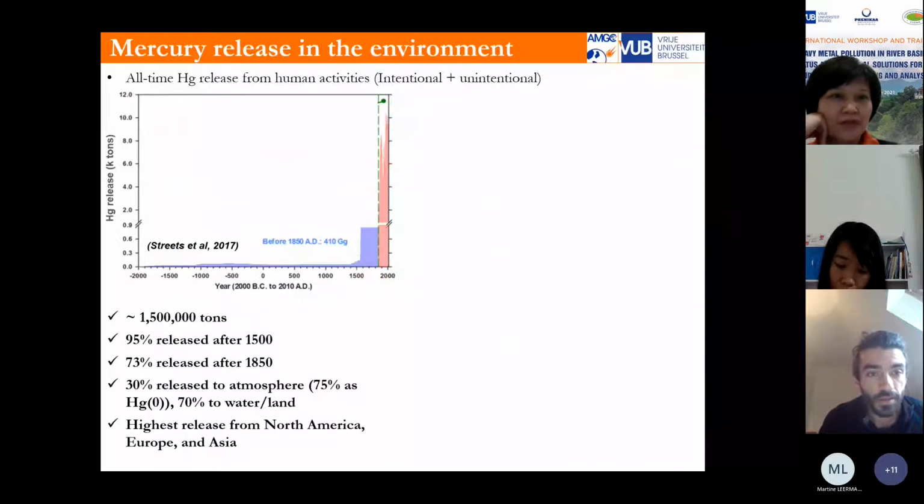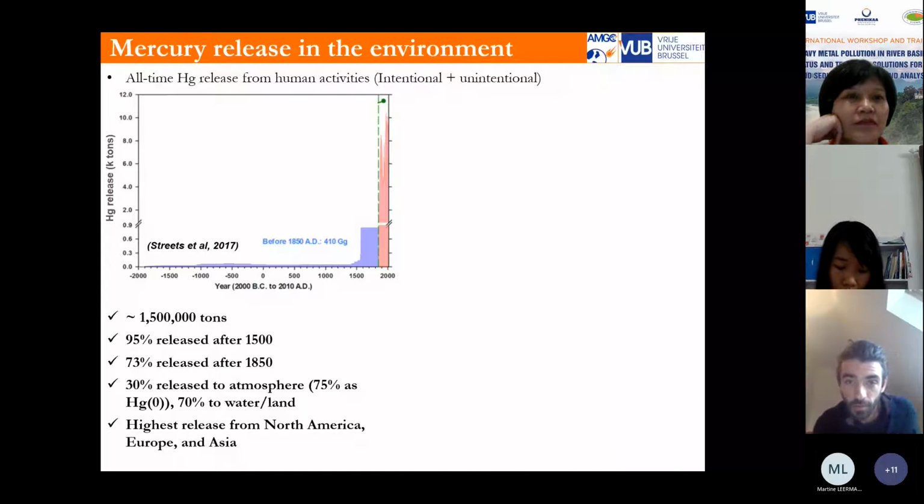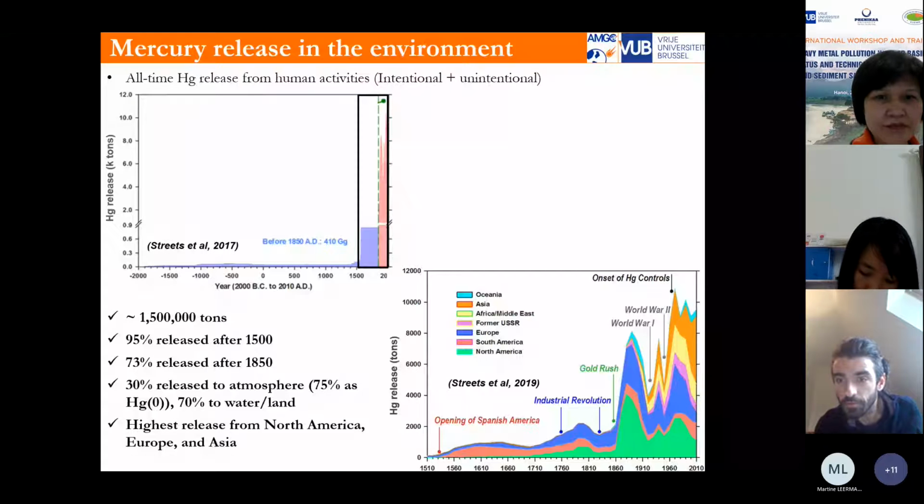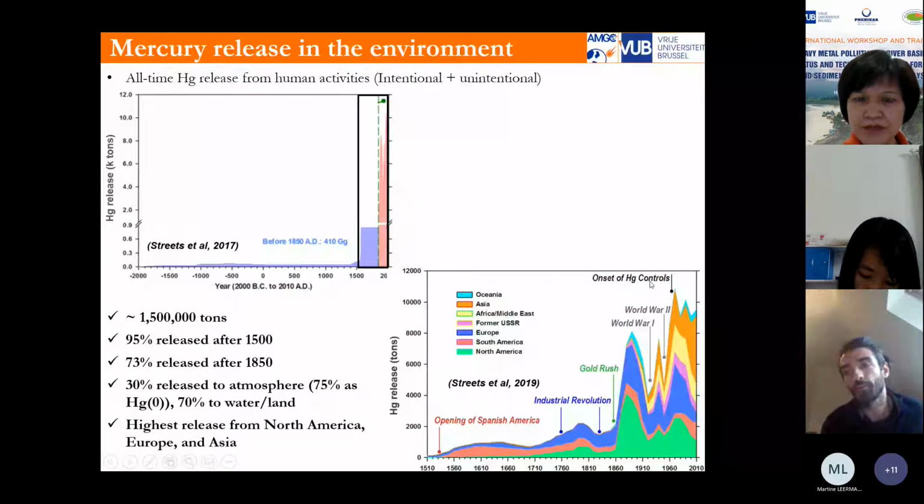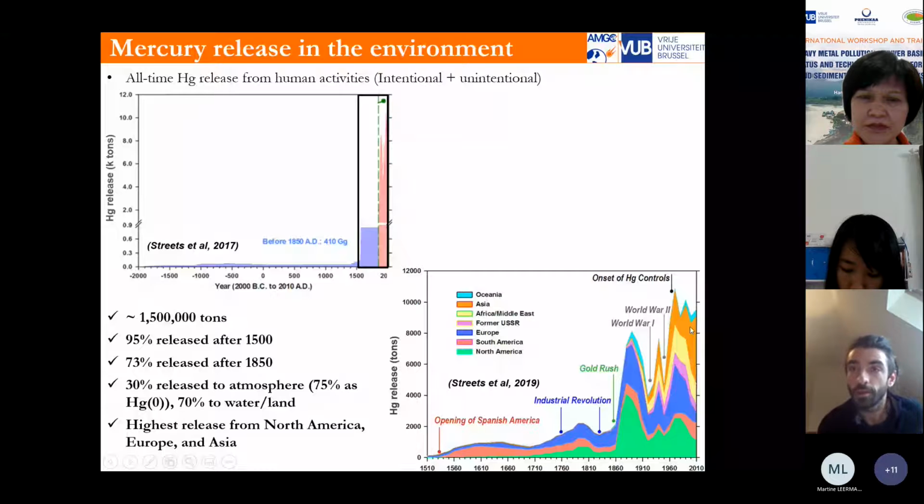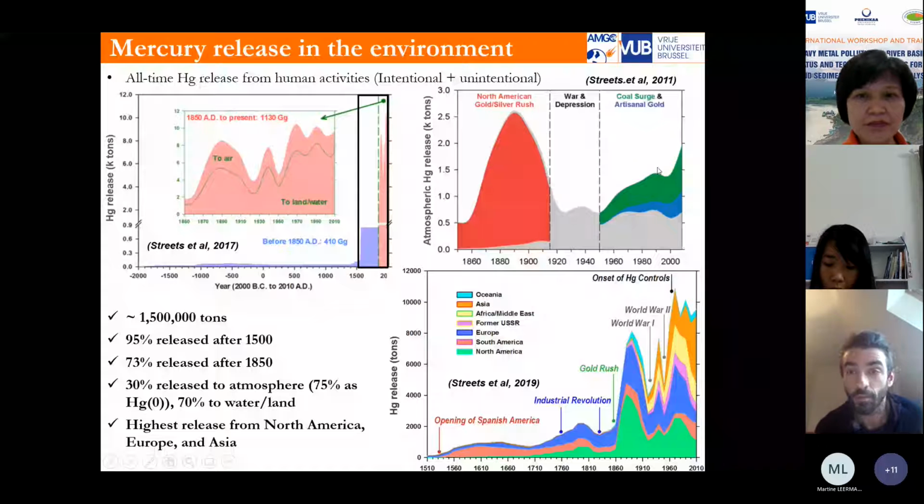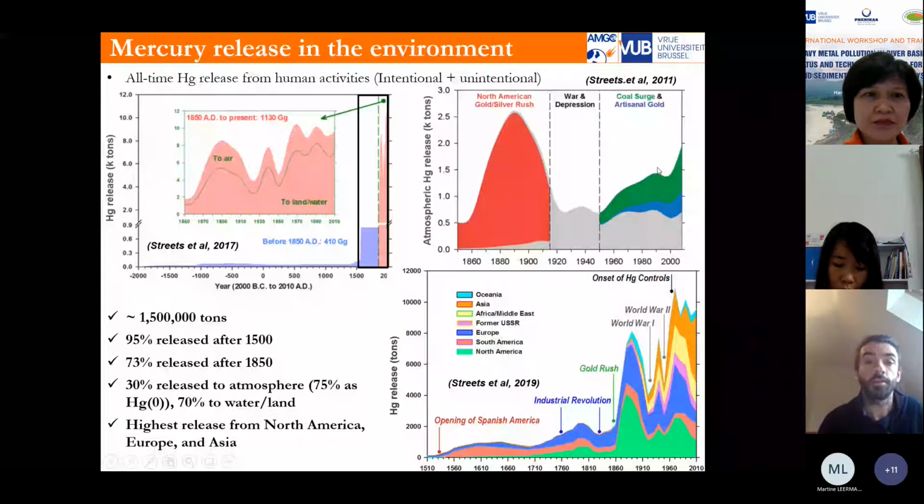So if you go back to history, you can see that most of the mercury was released after 1850. You see the gold rush here, then releases decreased because of the world wars, then it was used in a lot of processes, and then controls started. So the mercury started to decrease, but the increase of coal use and also artisanal gold mining actually made the mercury emissions increase again in the beginning of the 21st century.